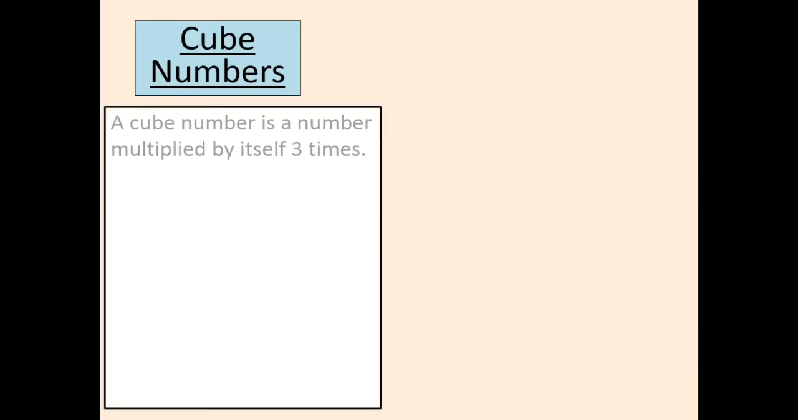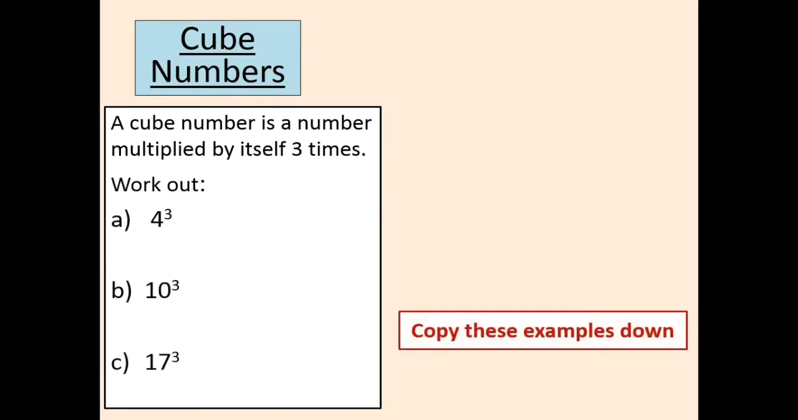What about cube numbers? A cube number, a simple definition, is a number that is multiplied by itself 3 times, okay? So work out these 3 questions. Pause the video, give it a go, then please play when you're ready to carry on.